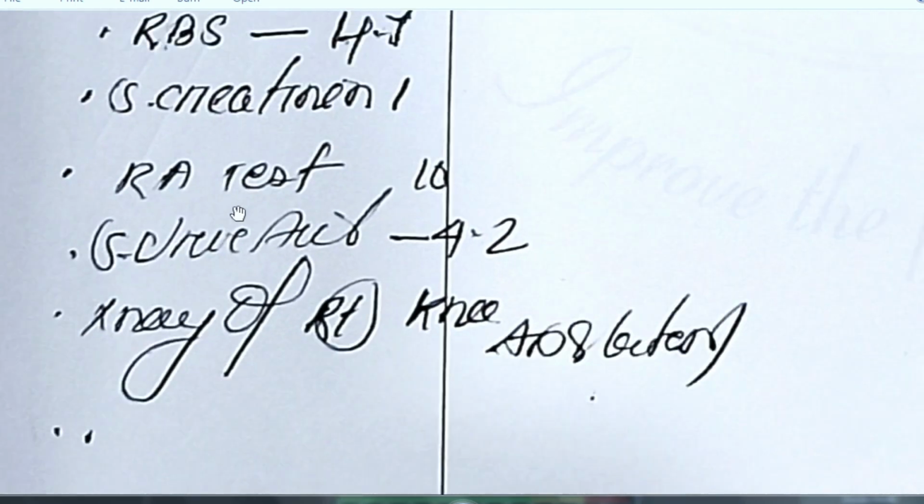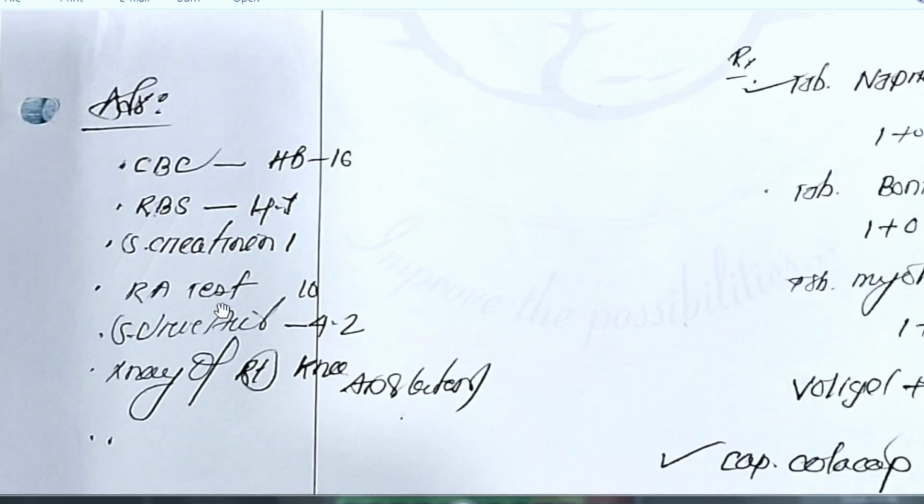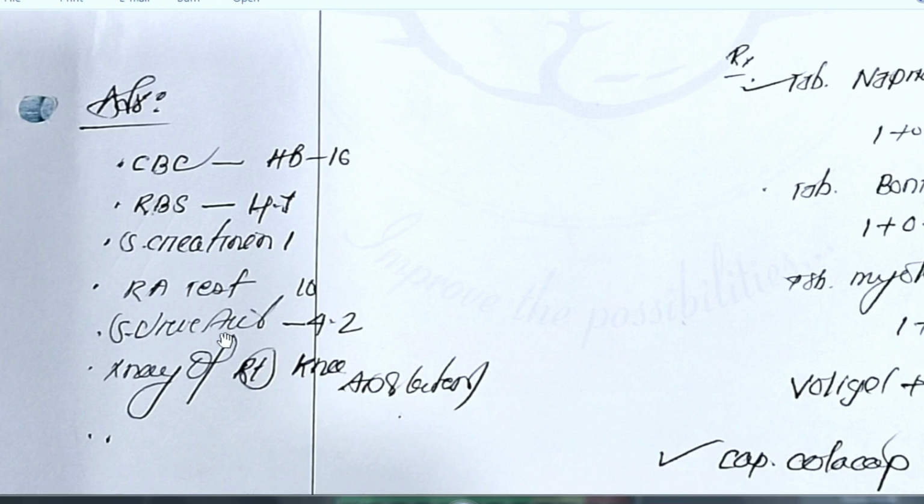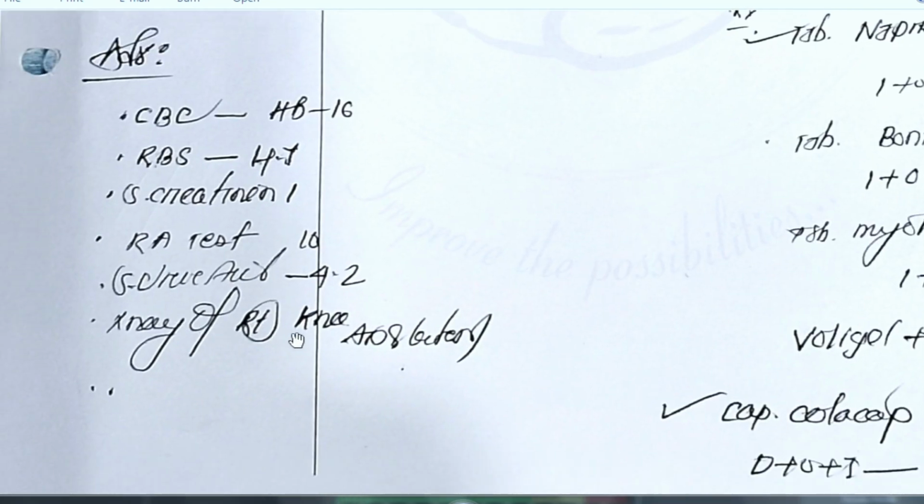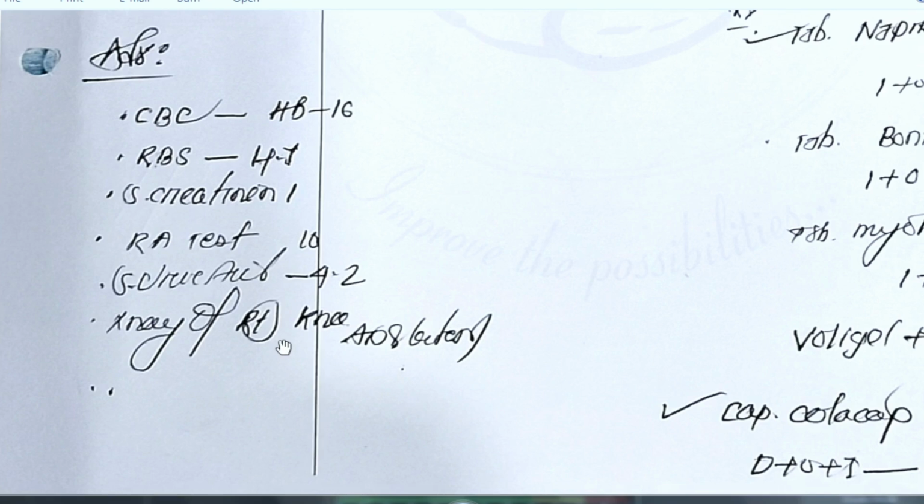Number 4, RA test. It is to check for rheumatoid arthritis and differentiate it from osteoarthritis. Number 5, serum uric acid. It is to check for gout or uric acid related joint problems. Number 6, X-ray of both knees, to assess the extent of joint damage and the condition of the bones. These tests are very important for confirming the diagnosis.